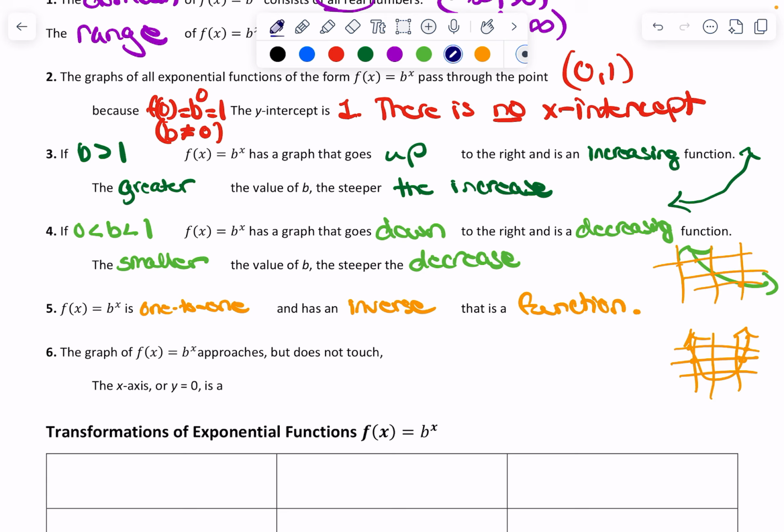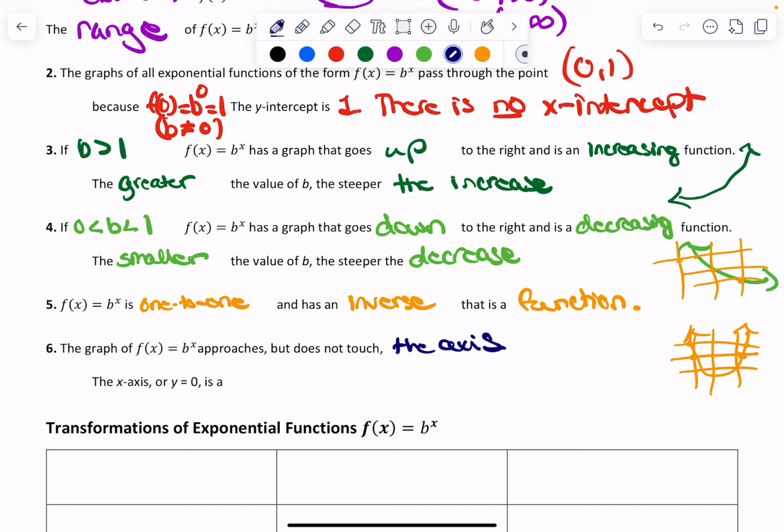So an exponential function is one-to-one and has an inverse that is a function. Okay, the graph of f of x equals b to the power of x approaches but does not touch the x-axis. The x-axis, or y equals 0, is a horizontal asymptote.